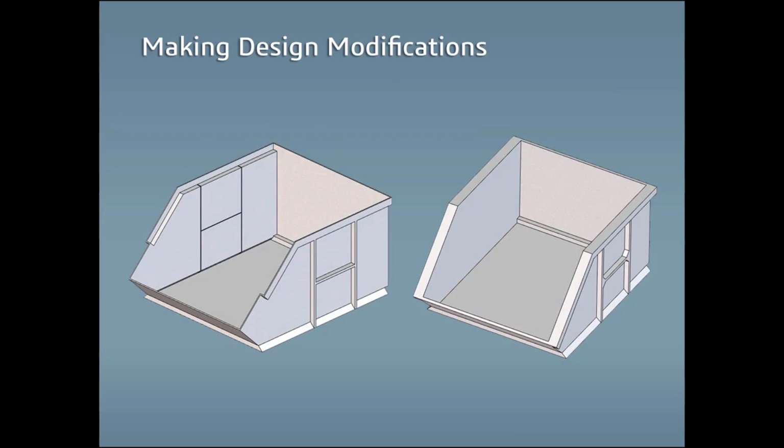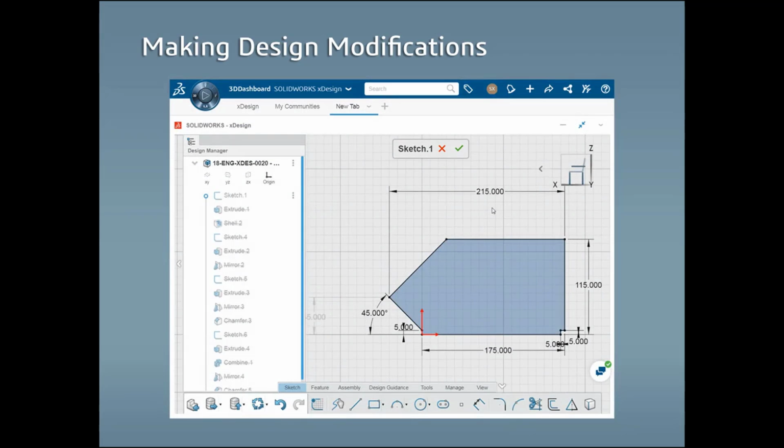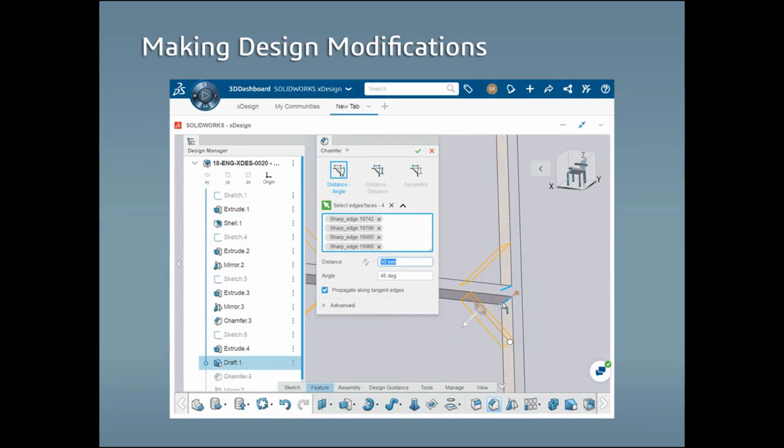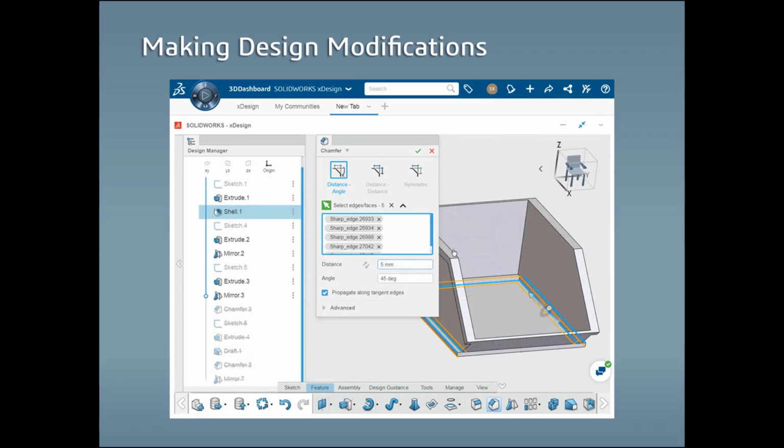In this lesson, I'll walk you through some edits I want to make to this plastic bin box. First, I'll make some changes to sketch dimensions, then adjust some sketch constraints, followed by reordering features and rolling back to add new features, and then making modifications to existing features in the design.